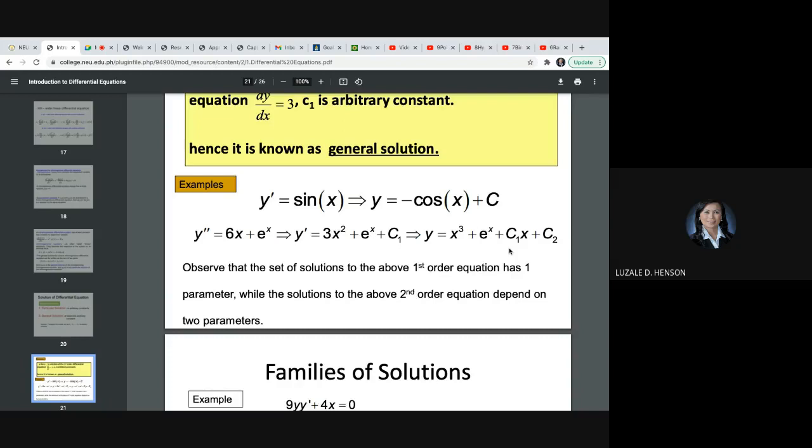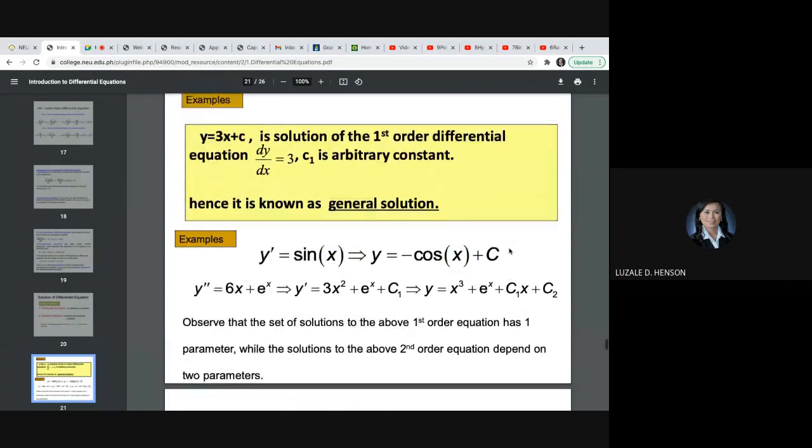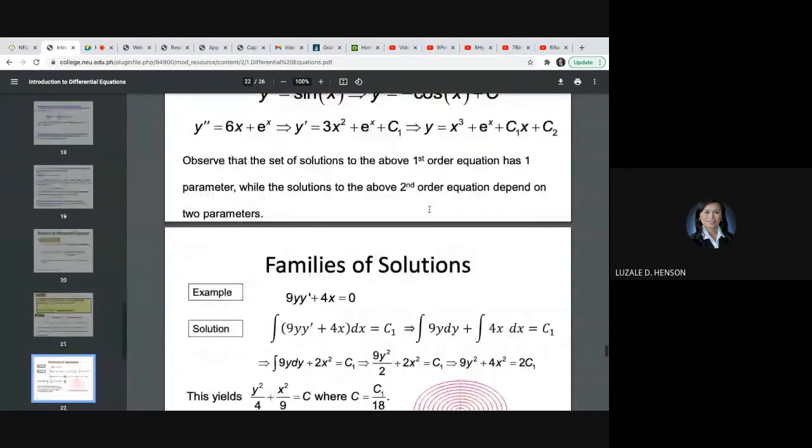Okay, class? So, nag-orient lang tayo on different nature of differential equation. Anong classification meron siya? Ano ang mga solution niya? Meron siyang partial, meron siyang particular solution, meron siyang general solution.